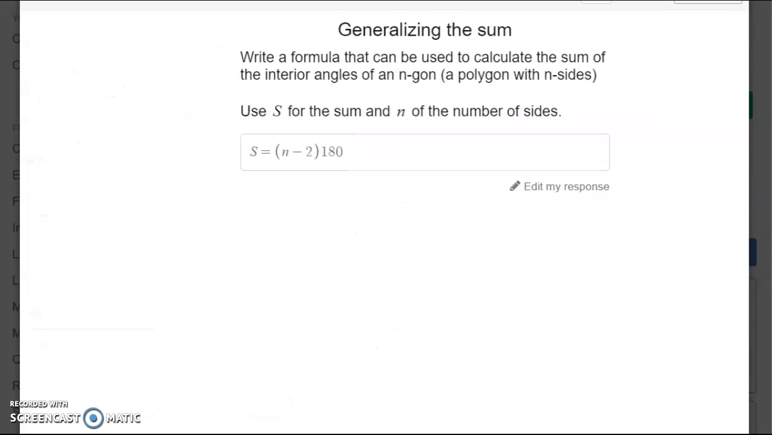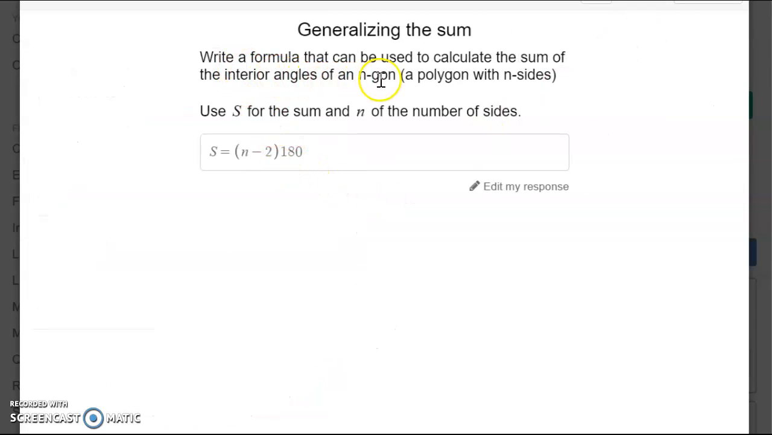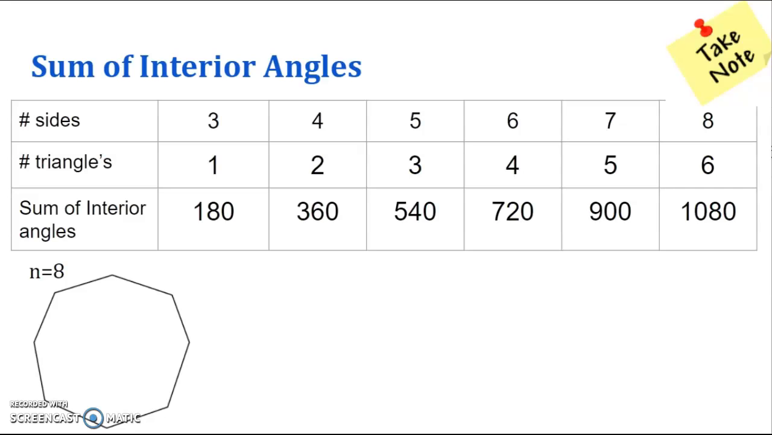Okay, so then next, write the formula that can be used to calculate the sum of the interior angles of an n-gon, a polygon with n sides. To generalize, if you just know that the number of sides of the polygon is n, the number of triangles is going to be n minus 2. So the number of triangles multiplied by 180 is going to be the total sum of the interior angles. And that is summarized in this slide.